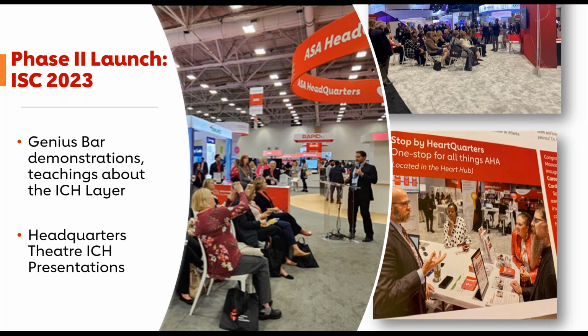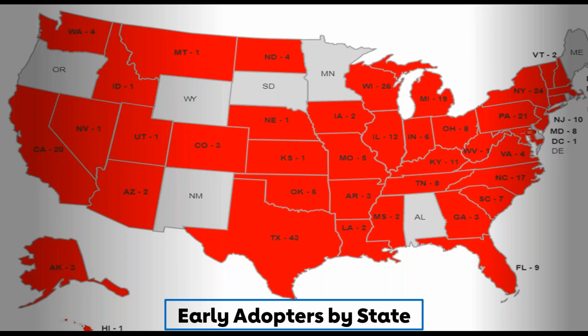The phase 2 launch took place at this year's International Stroke Conference in Dallas. And so you can see a few of the slides and photos that were taken during this launch. It was a very exciting time. So during the launch, the AHA quality team invited Get With The Guidelines stroke hospitals to be recognized as early adopters. We really wanted to get the buzz out there and get everyone engaged early on, and many expressed interest.